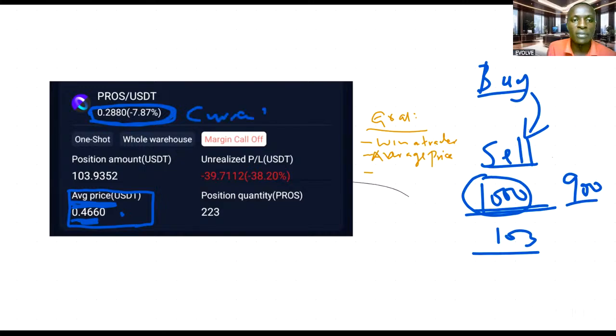And this is our average price. Can you give me a yes if that is clear before we proceed? Give me a yes if that is clear.